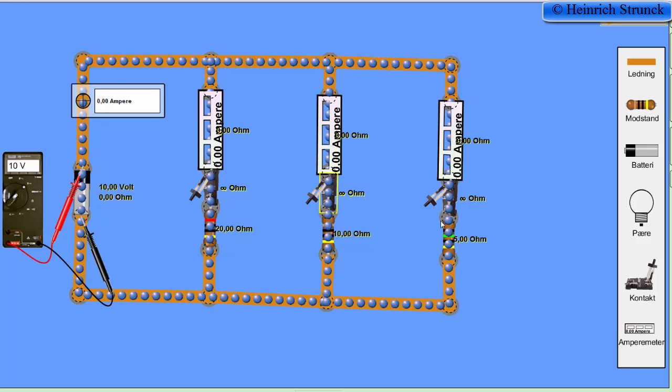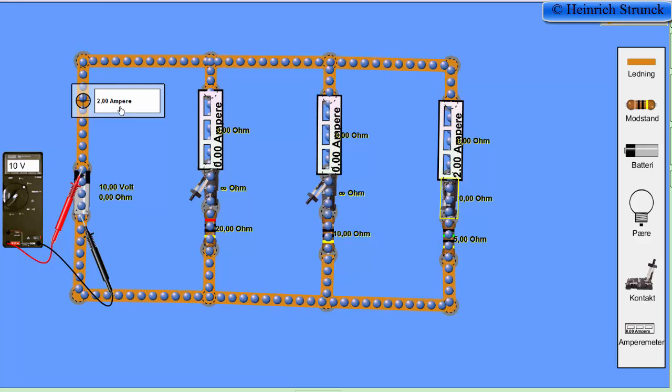The last one, we have 5 ohm. So we have 10 volts and 5 ohm. It should give a current of 2 amp. 2.00, 2.00 amp.